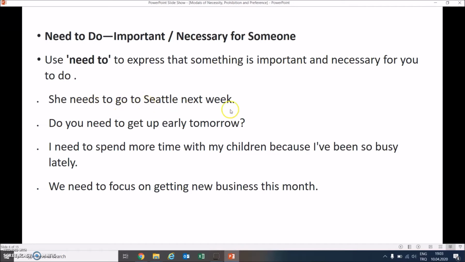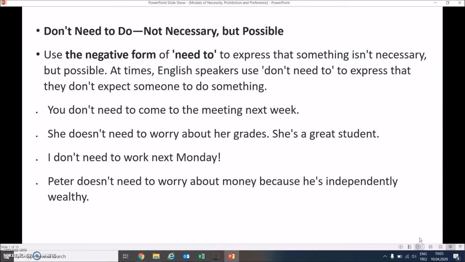She needs to go to Seattle next week. Do you need to get up early tomorrow? I need to spend more time with my children because I've been so busy lately. We need to focus on getting new business this month. Don't need to do, not necessary, but possible.